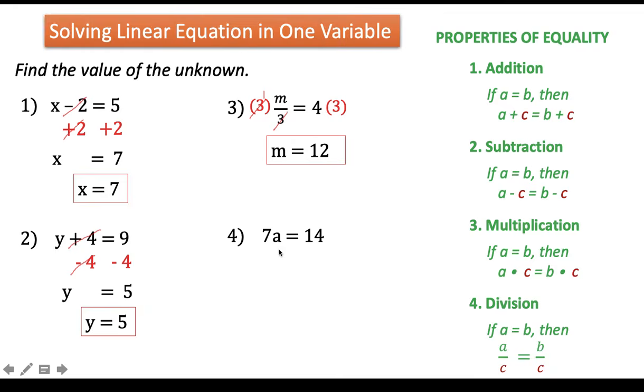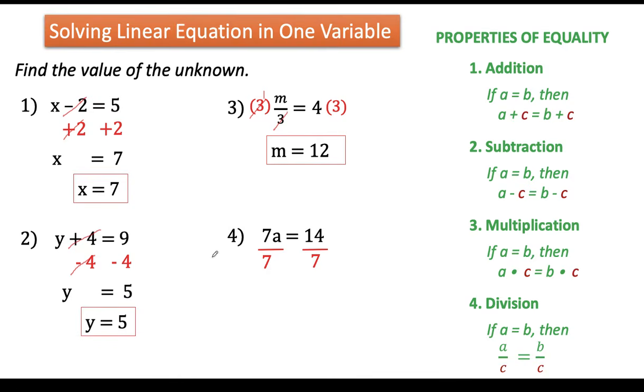In given number 4, 7a is equal to 14. So here, the variable a is multiplied by 7. We're going to isolate a by eliminating 7. Since the opposite of times 7 is divided by 7, we will be dividing by 7 on this side so that we can eliminate 7 and a will be left alone. After dividing by 7 here, we must divide the same number on the other side, and that is the application of the division property of equality.